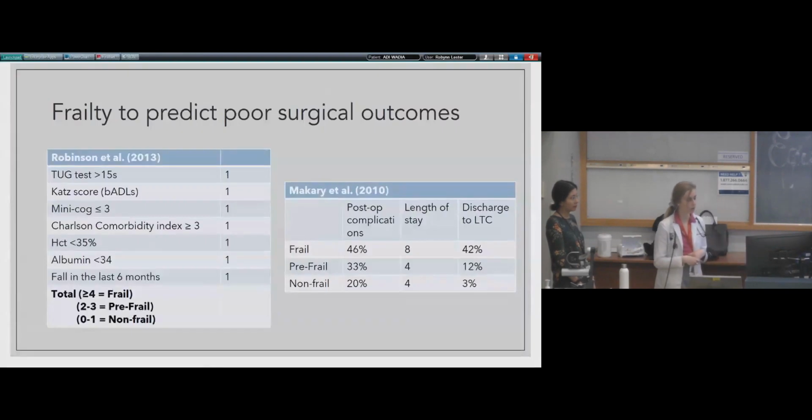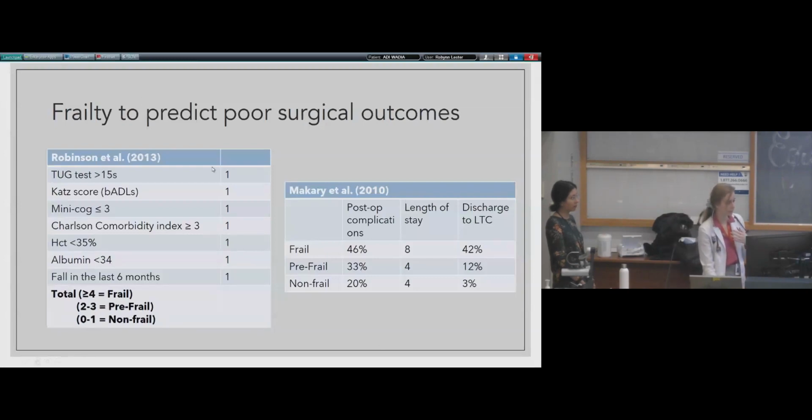And when we do our clinical assessments, we use other tools as well to predict poor surgical outcomes. So Robinson et al. and then Macari use the same measures of frailty, and they created this tool to help you assess if someone is frail and what their discharge outcomes may be. It looks at things like the tug test, the functional status, the cognition, how many comorbidities they have, and things like anemia, nutrition, and falls as well.